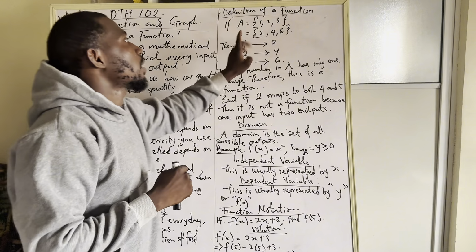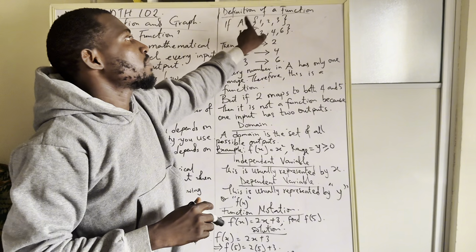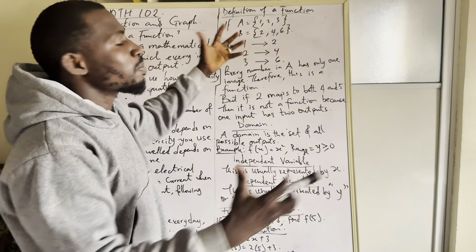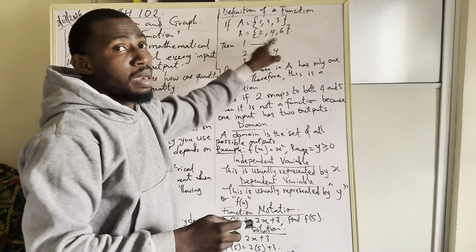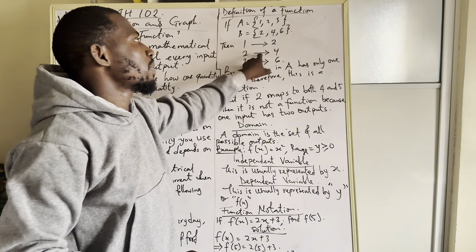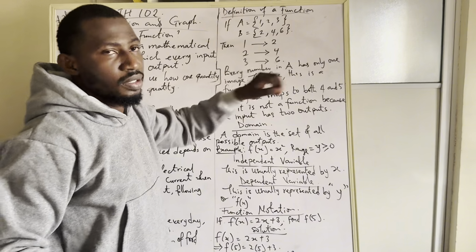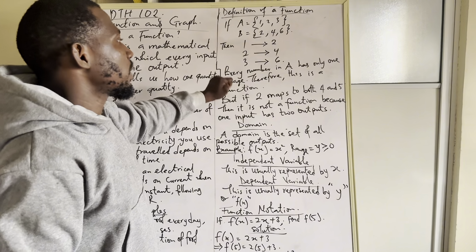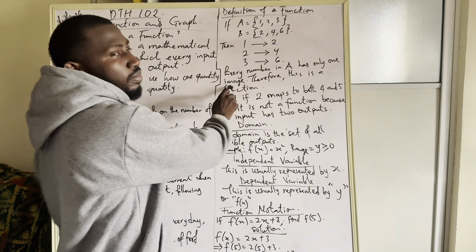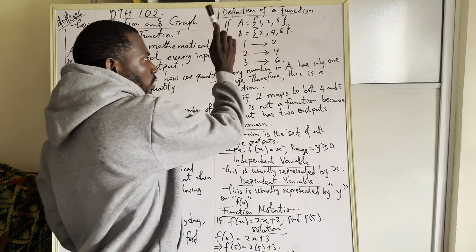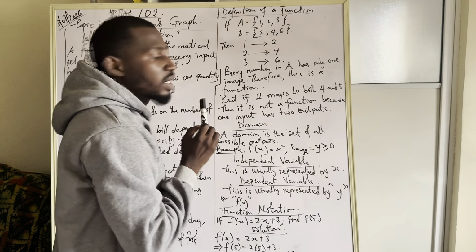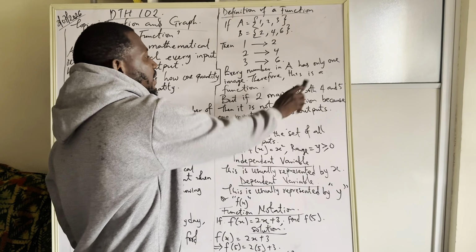Now, if set A has 1, 2, 3 and set B has 2, 4, 6, let's map it together. This arrow is called mapping. 1 maps to 2, then 2 maps to 4, then 3 maps to 6. In this example, we can see that every number in A has only one image. 1 has only 2, 2 has only 4, 3 has only 6. Therefore, this is a function.